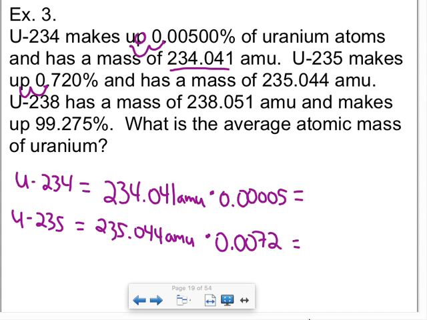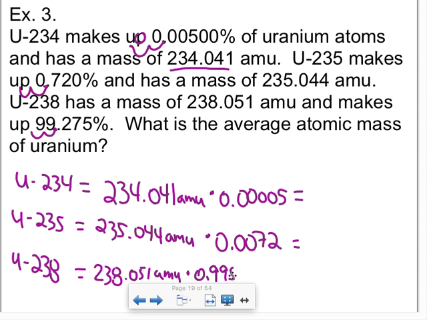And there's a third isotope, U-238. The mass is 238.051 AMU times the percent, 0.99275.